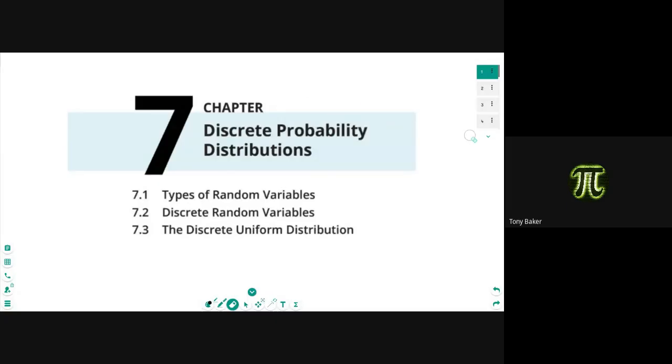So we're going to move into looking at probability distributions. There's two different types of probability distributions. Chapter 7 is going to be looking at discrete probability distributions, and then chapter 8 will be looking at continuous probability distributions.